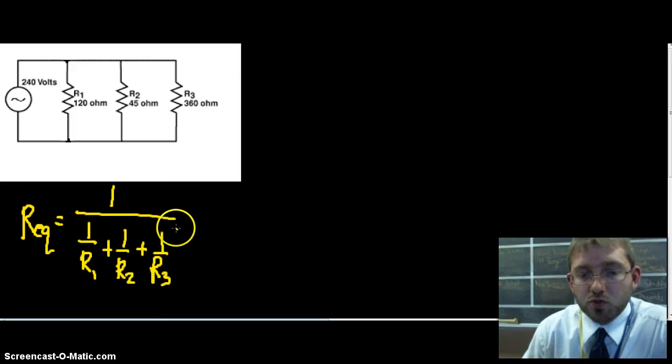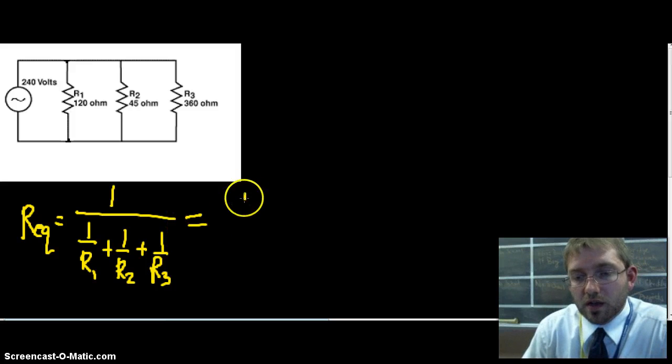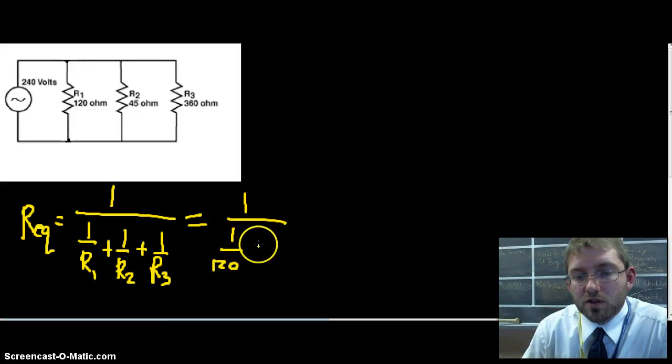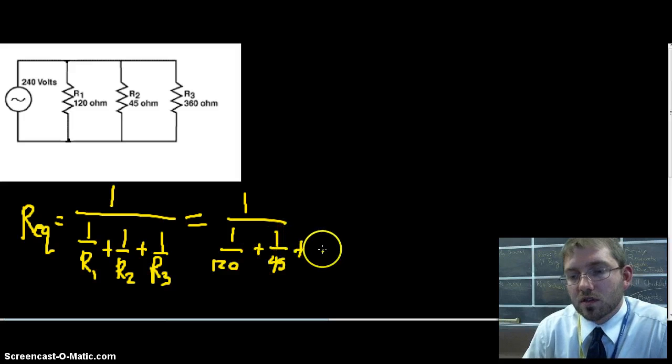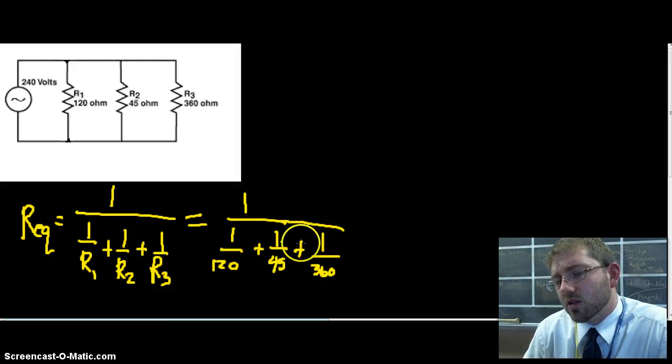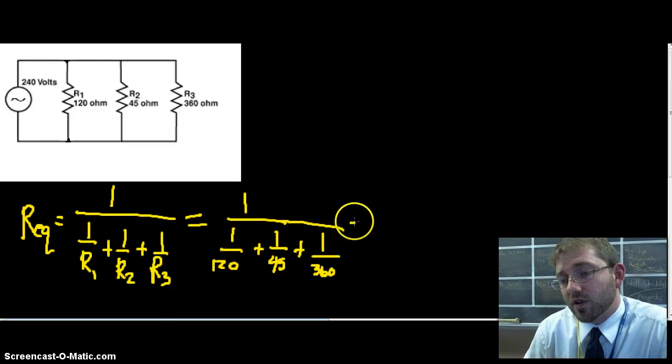So I'll just write out the equivalent resistance process here so you can see what I'm talking about. So 1 over 120 plus 1 over 45 plus 1 over 360. And if you're going to mess anything up, it's that in going through this process, you forget to take the inverse of your final answer.